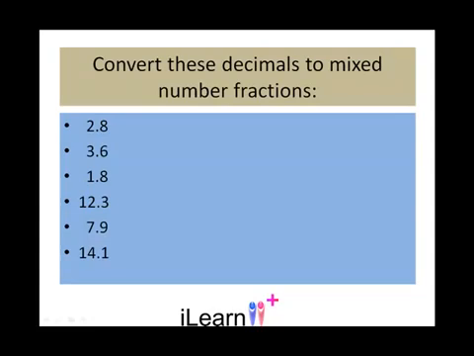So 2.8 will become 2 8/10. If you simplify it, it becomes 2 4/5. Think about your columns. 2.8. Which column is the 8 in? The 8 is in the tenths column. That's why it's 2 8/10.